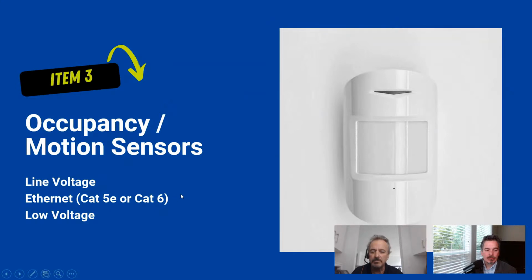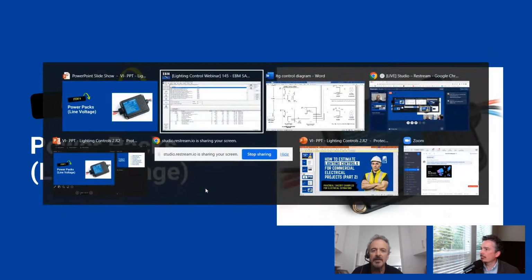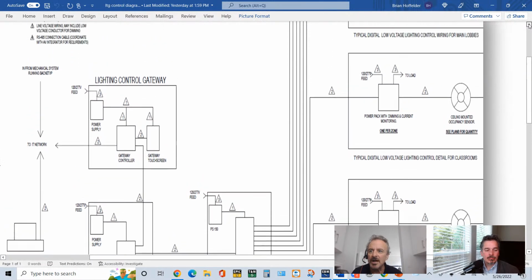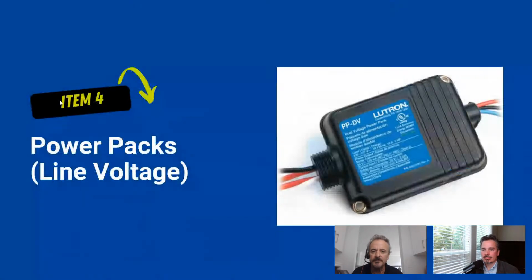Okay. Again, those might be wired with line voltage, Ethernet, or even low voltage. Now, power packs are always going to need line voltage because you've got to get your line voltage to the power pack. And again, on the lighting control diagram, you can see here, power pack, and that's fed with line voltage. I don't know how well you can see that, but that little delta 3 tells you up here at the top left that that's line voltage. Delta 2 is Cat 5, and delta 1 is 18 gauge or low voltage wire. So the power packs are definitely going to need line voltage.